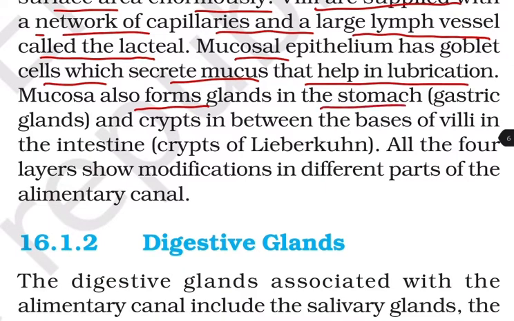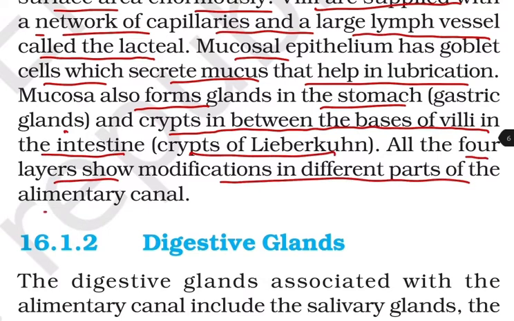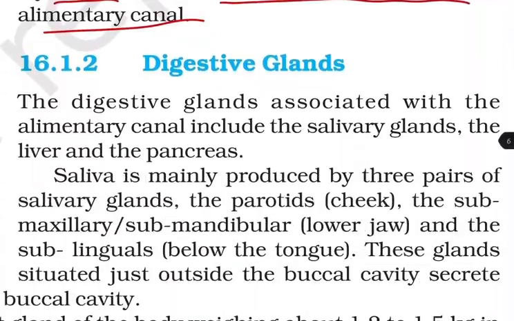Mucosa also forms glands in the stomach, the gastric glands, and the crypts in between the bases of villi in the intestine, that is the crypts of Lieberkühn. All the four layers show modification in different parts of the alimentary canal. Now, digestive glands.